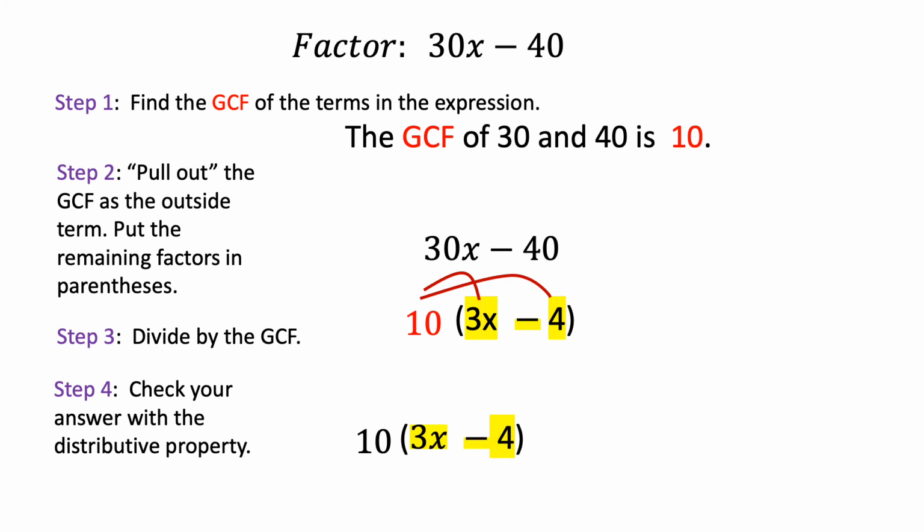Let's check our answer using the distributive property. 10 times 3x equals 30x. And 10 times negative 4 is negative 40. Therefore, these two are equivalent expressions.